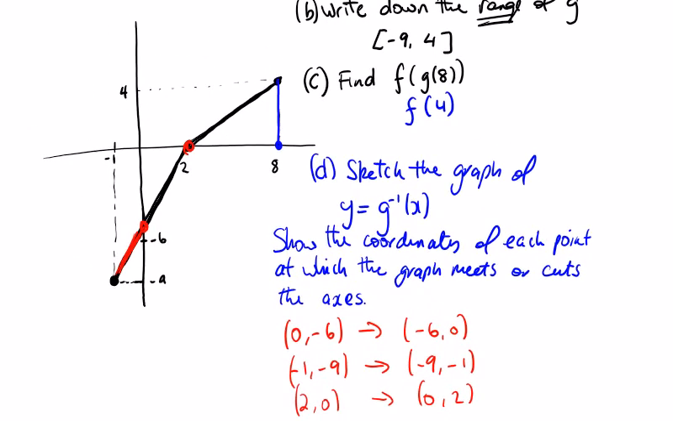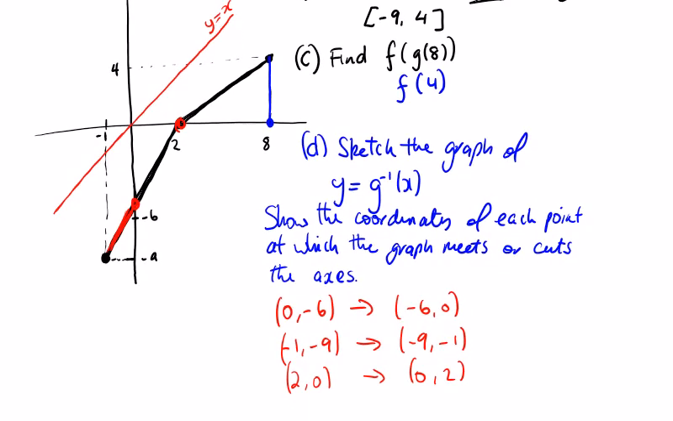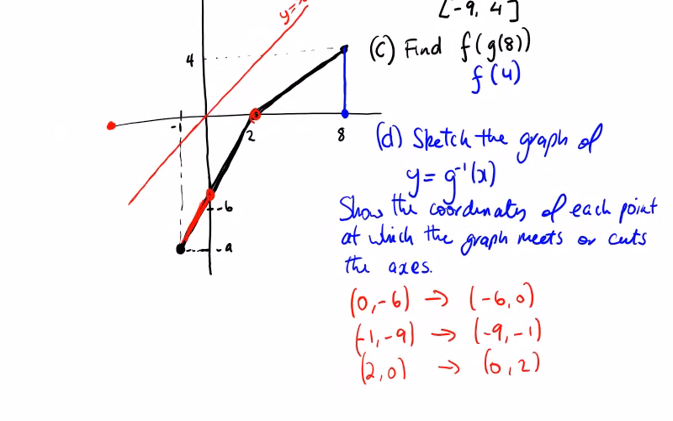An inverse graph is reflected in the line y is equal to x. So let's see if we can sketch that. We have the point 0, minus 6, approximately. Minus 6, 0 is approximately here. Minus 9, minus 1, I'm going to just need to make the graph a little bit bigger. So we need to identify the points: minus 6, 0, minus 9, minus 1, approximately here. And the other point was 0, 2, which is approximately here.